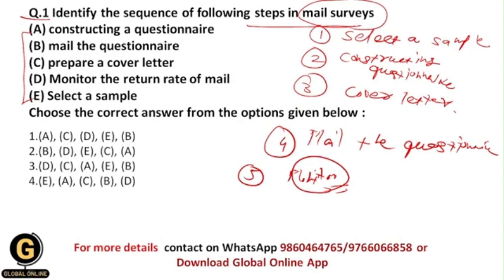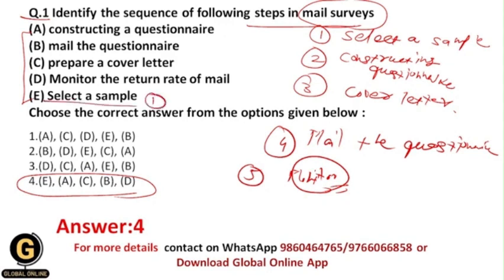So students, the correct answer for this question should be 4, E, A, C, B, D, because here your E, that is select a sample, should be the first step. A should be the second step, that is constructing a questionnaire. Third, prepare a cover letter should be your third step. B, mail the questionnaire, should be your fourth step. And monitor the written rate of mail should be your fifth step.